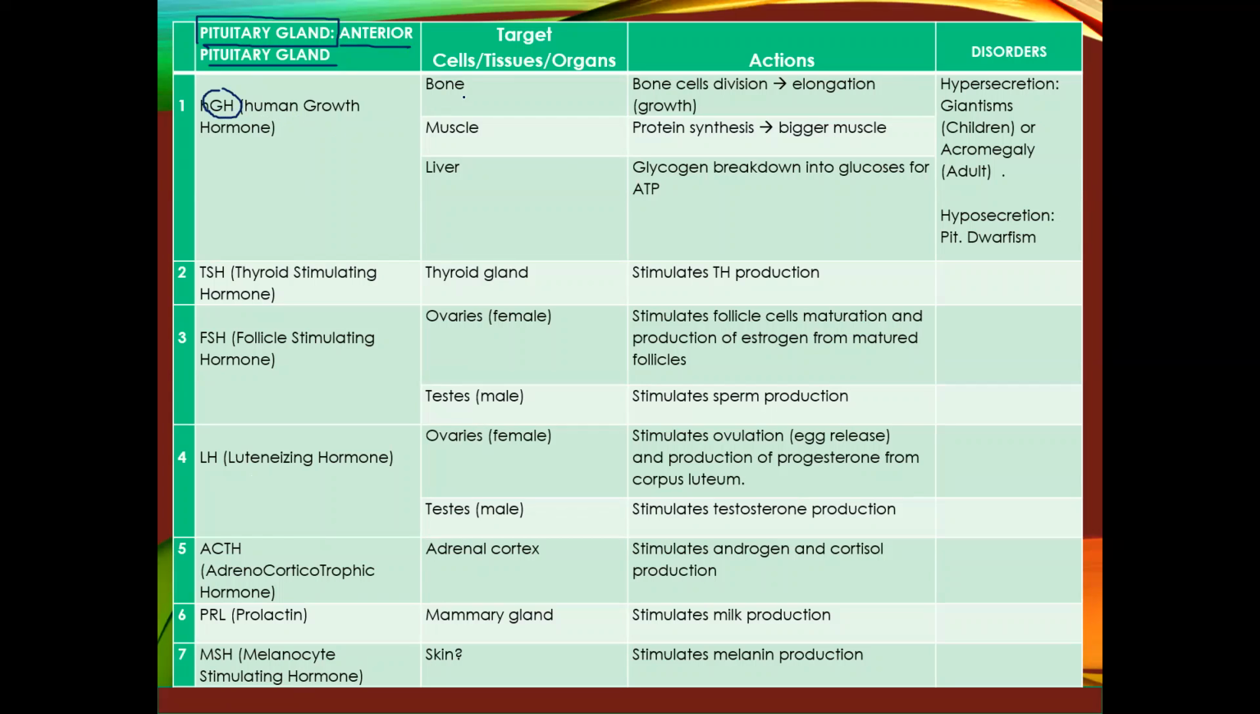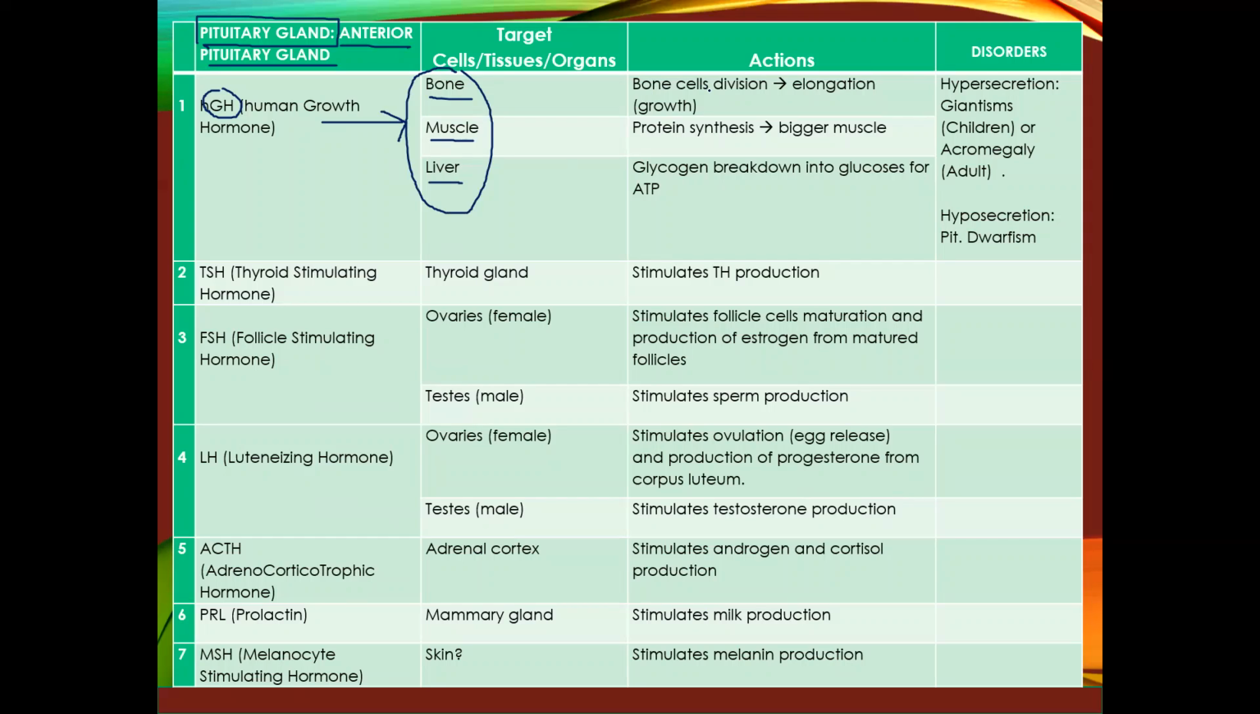When we are growing, our bones become taller, the bones become longer. We are becoming taller. The muscle becomes bigger. And the liver is the place for energy storage, which is the glucose. So there is a lot of glycogen in this liver. So these are the 3 targets for growth hormone.